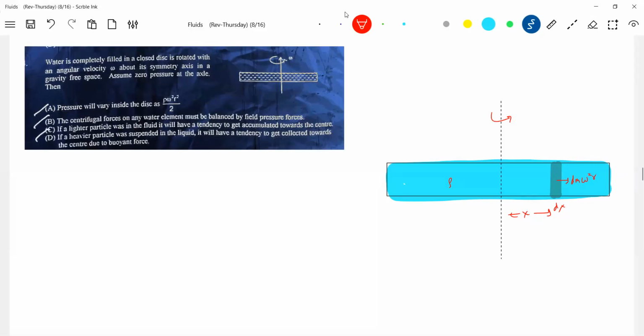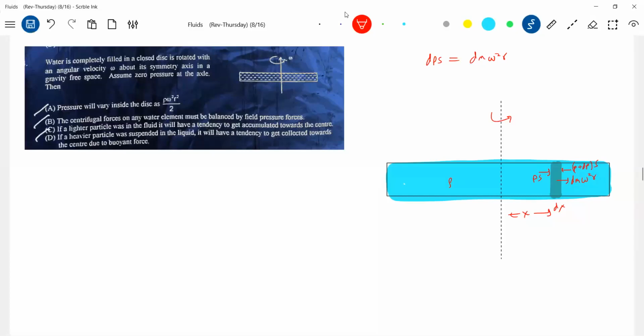here, the pressure at this particular point, if it is P, this will be P plus dP, into area. The Ps get cancelled, so the dP times area will balance dm omega square r. What is dm? So let's do one thing. dP times area is equal to dm omega square r. There's a very small, or you can say important, concept.